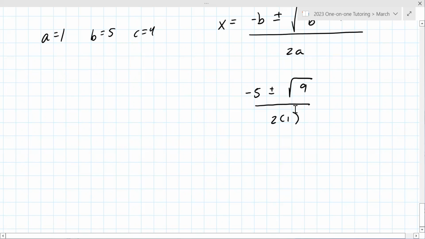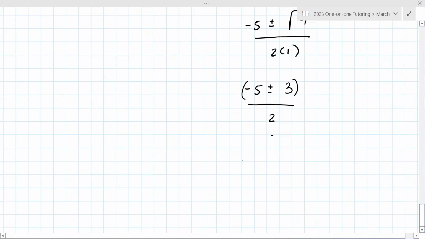So now we evaluate the square root of 9. What is that? 3. So 3 over 2. Now it's a case 1, case 2 situation. You have to break this apart. Why did you ask me if you're going to write it down anyway?